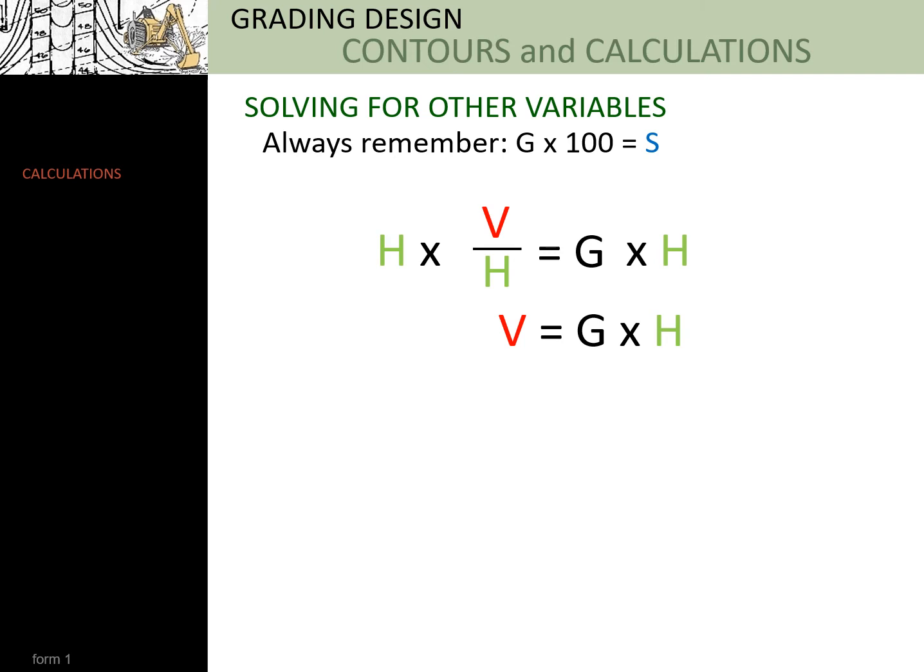What if we need to know H instead? Now remember, we had formulas for G and V in our previous slide, right? So in order to know H, we transform the formula again to get to H equals V divided by G.